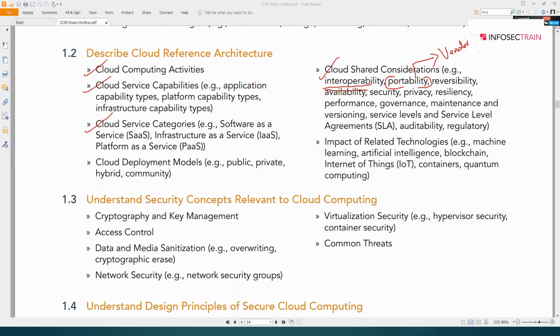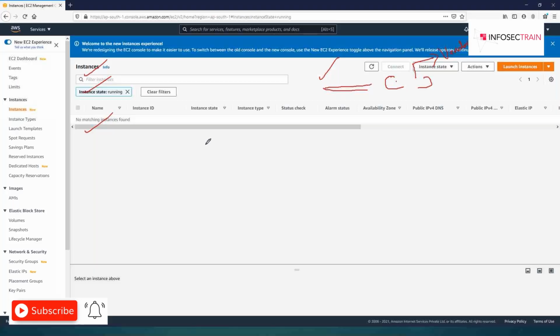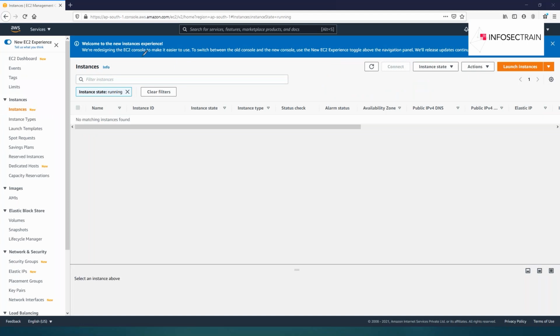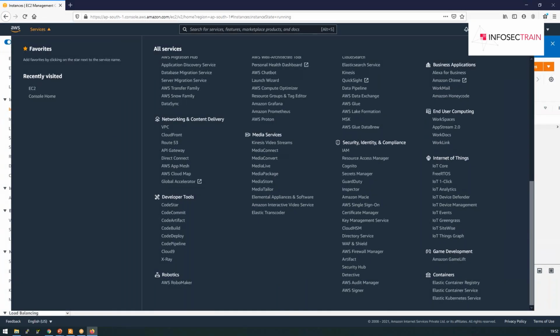In the cloud platform, the cloud provider is able to provide you things with the help of services. Basically, everything is called services. Now you go to AWS here. In AWS, you can see that there are a lot of services here. All these things you see here are called services. So these are all services, right?